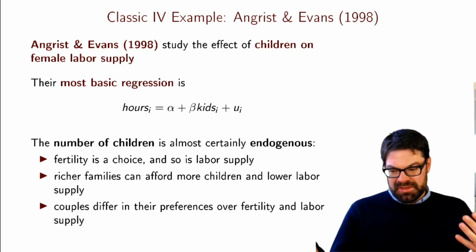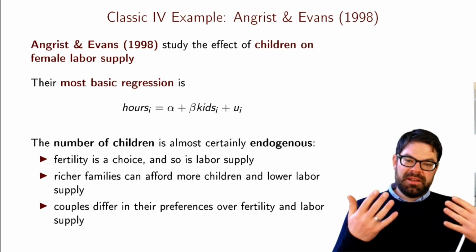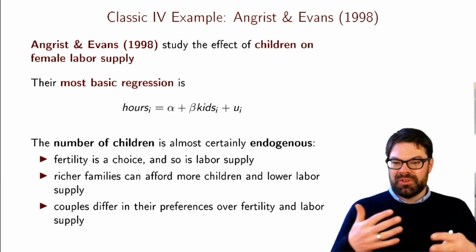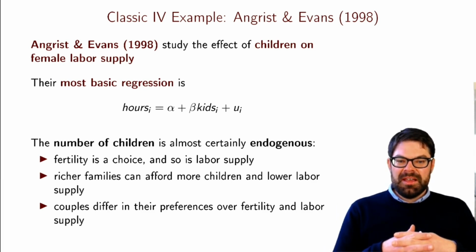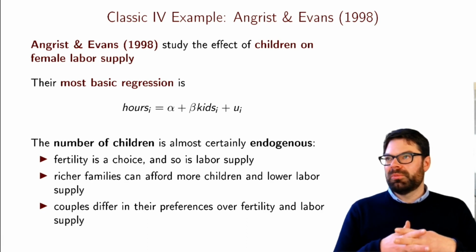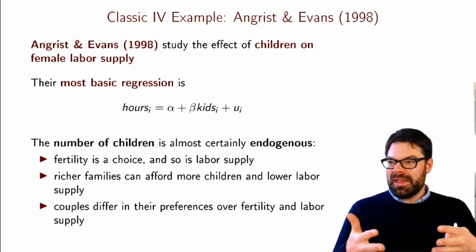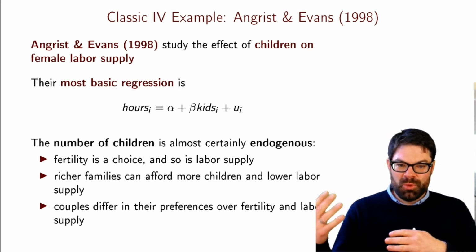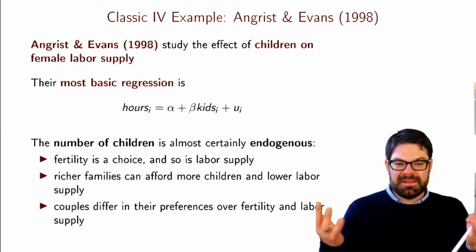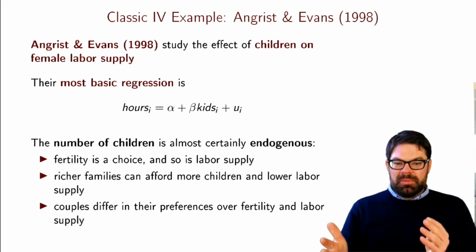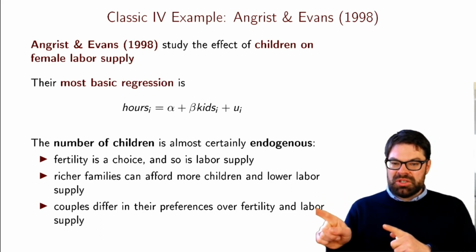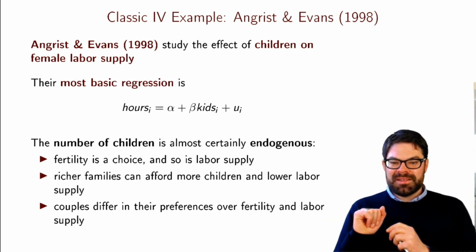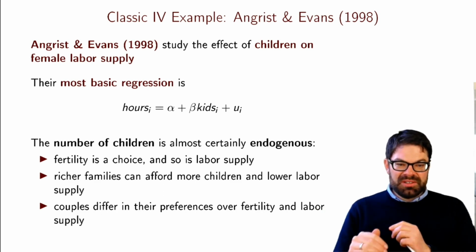Okay? This is obviously an important policy question when it comes to gender equality, when it comes to inter-household allocation of resources. We want to know whether, as women have more kids, they reduce their work hours, and whether they do so, in a subsequent analysis, maybe more so than men. And then we can think whether that's desirable or not. The problem is, if we run such a regression as is shown here, of the number of work hours on the number of kids, the number of kids is most certainly endogenous.